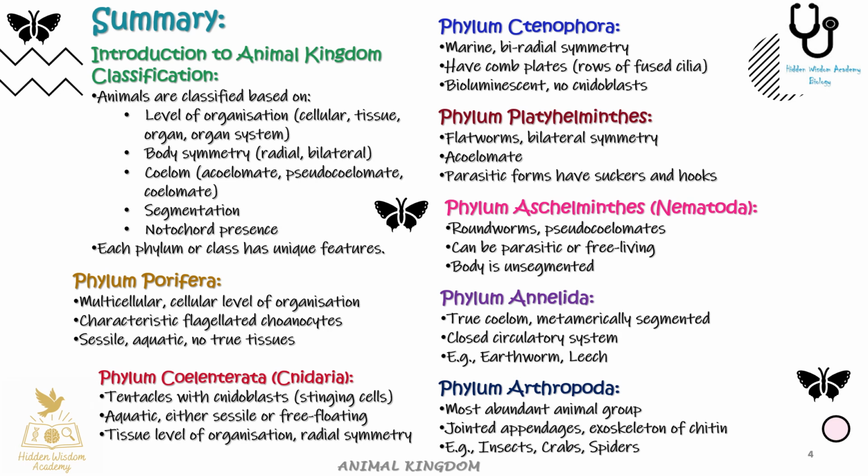Next is phylum Coelenterata, also known as Cnidaria. These animals have a tissue level of organization and exhibit radial symmetry. A defining feature of this group is the presence of cnidoblasts, which are specialized cells used for defense and capturing prey.